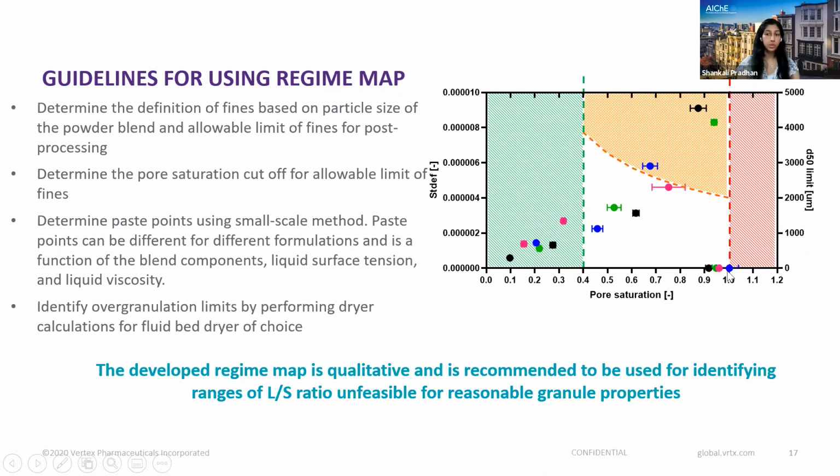And for these formulations, it was 1, but it will change based on liquid surface tension, viscosity, or the blend components. An overgranulation regime can be identified by performing dryer calculations for a dryer of your choice. And you can use your scouting experiments to identify actual regions of overgranulation. As we add more and more formulations to this regime map, it will become more predictive and will have limits on the Stokes deformation number as well.